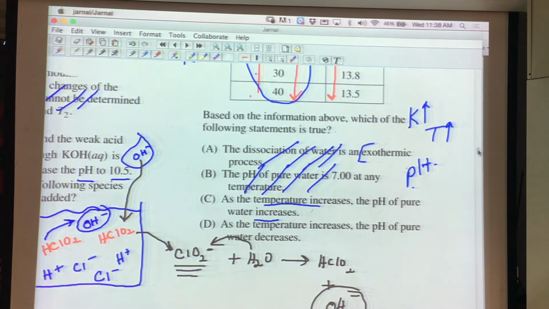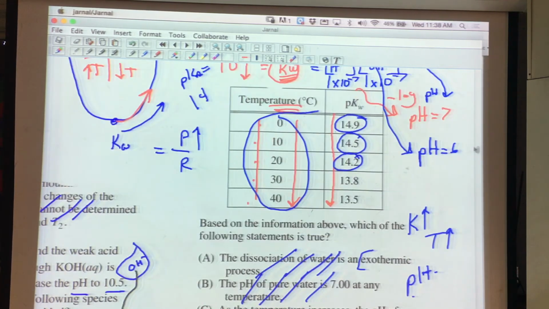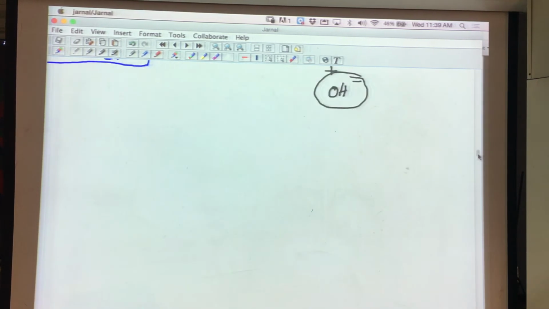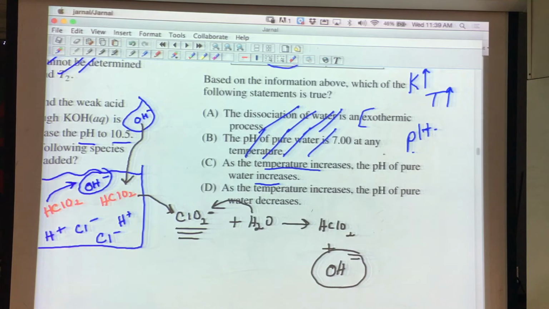Okay, let's think about this. When the temperature increases, what actually happened? The pKw got smaller, which means this number gets bigger. So 10 to the negative 12, if we just use that number, each of these is 1 times 10 to the what? Negative 6, so the pH dropped, correct? So as temperature increases, the pH of pure water decreases, choice D.